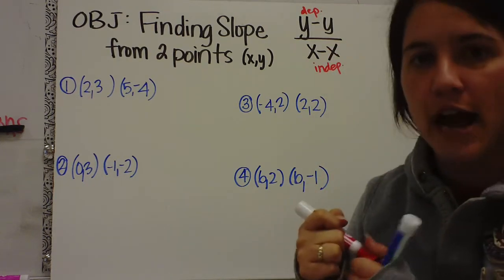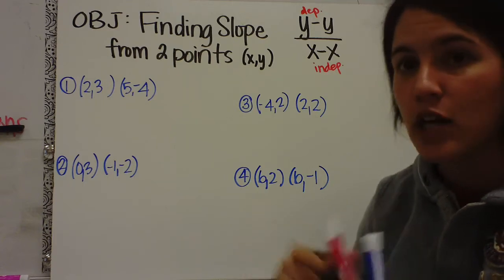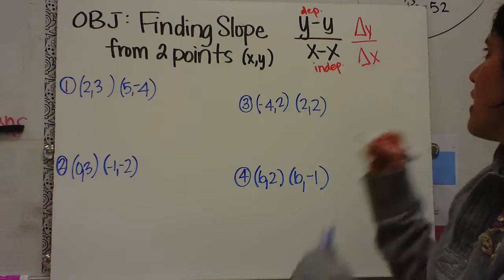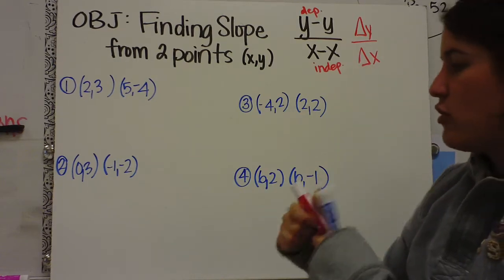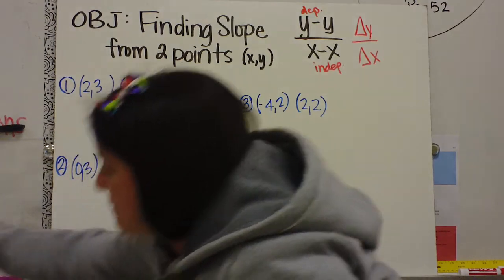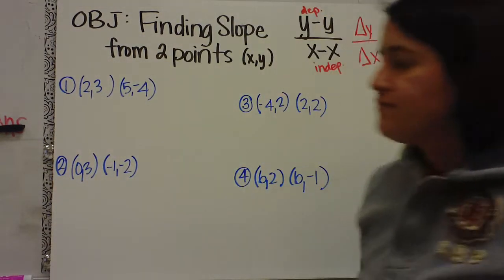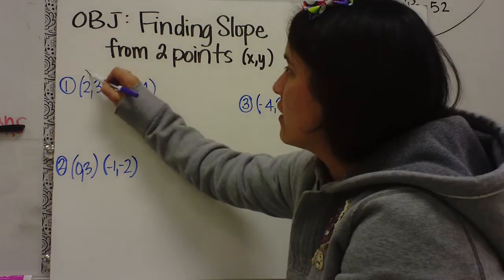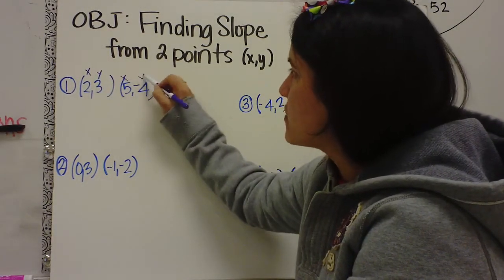And then you just subtract to find the change in. We talked about delta. The delta means change in y over change in x. So, let me show you how to do that. Okay. So number one, first thing I recommend is labeling your points x, y, x, y.